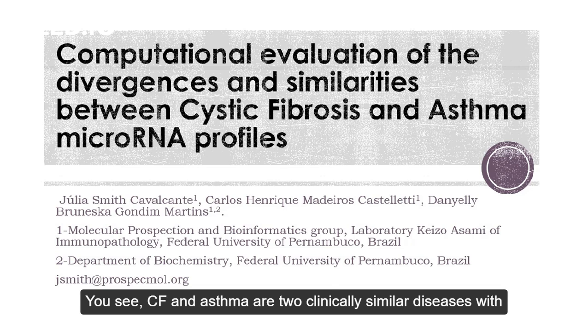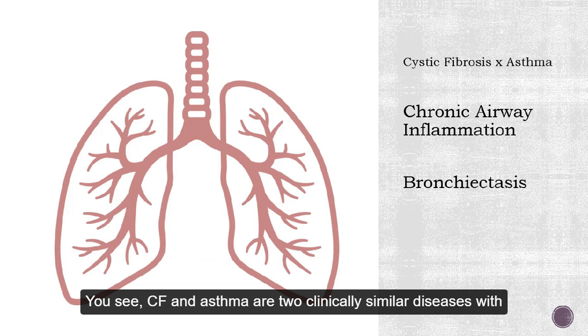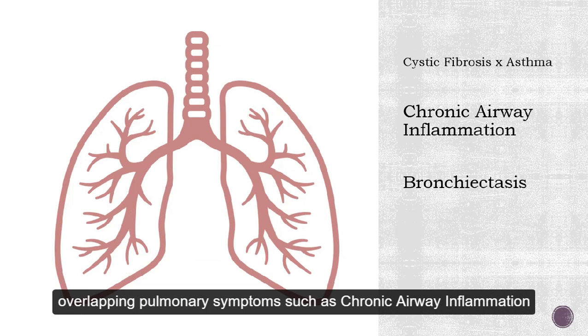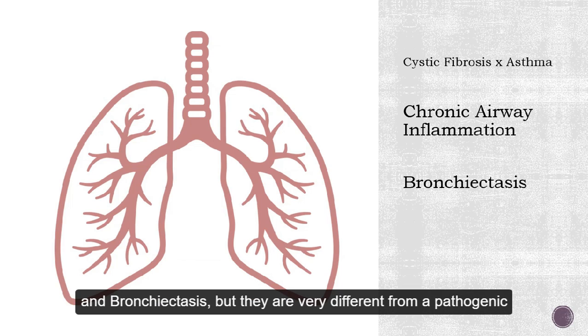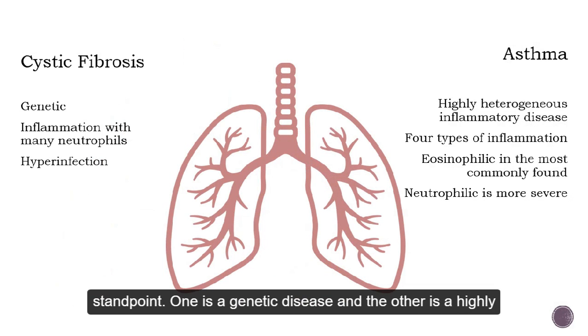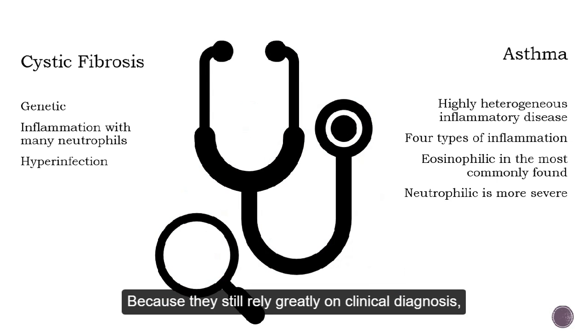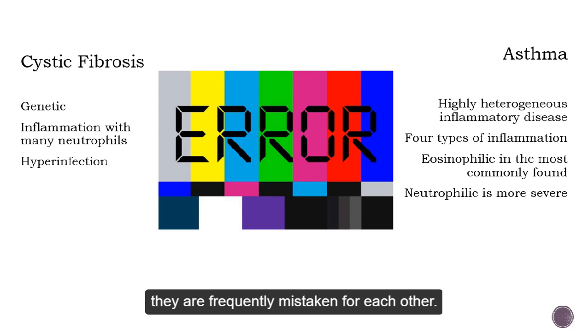You see, CF and asthma are two clinically similar diseases with overlapping pulmonary symptoms such as chronic airway inflammation and bronchiectasis, but they are very different from a pathogenic standpoint. One is a genetic disease, and the other is a highly heterogeneous inflammatory disease, both with different types of inflammation and different reasons for their inflammation. Because they still rely greatly on clinical diagnosis, they are frequently mistaken for each other.